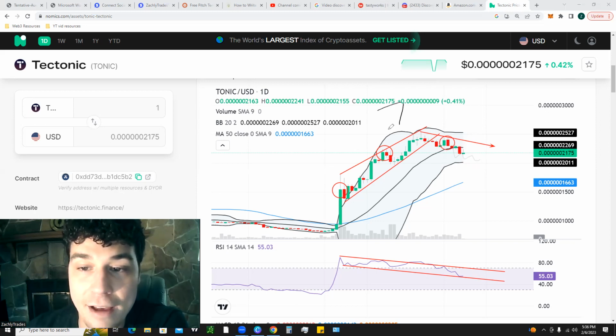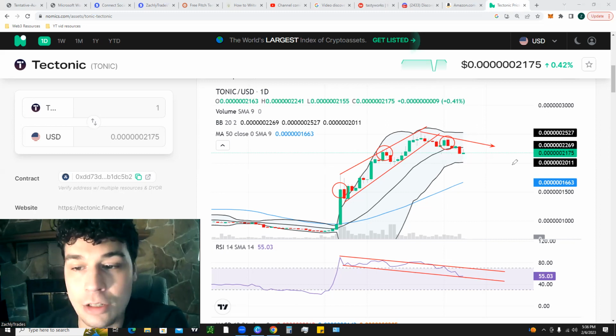So one, we have bearish divergence on the relative strength index. Number 2, we have this bearish chart pattern right here. And number 3, we're trading in the lower half of our Bollinger Band, which is more bearish than it is bullish. Now, that doesn't mean that this token can't go any higher, but really what we need to do is break this particular trend line right here. We've tested it 1, 2, 3 times.